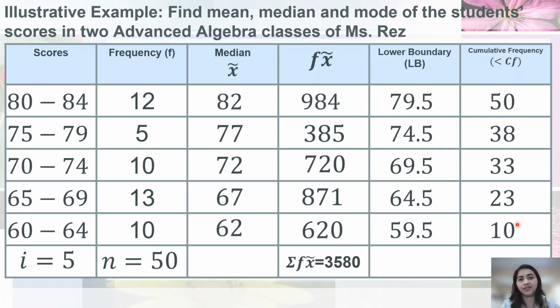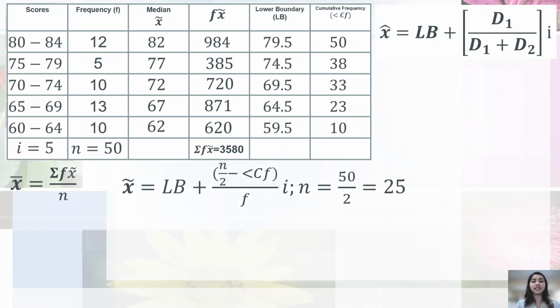Okay? Good. So, let's have the next slide. In this slide, we are about to find the mean, median, and mode. This is the formula for finding the mean: summation of fx divided by n. We already have the values of this. So, it is best that we first find all the values in the table, so that we can easily substitute them into our formula.